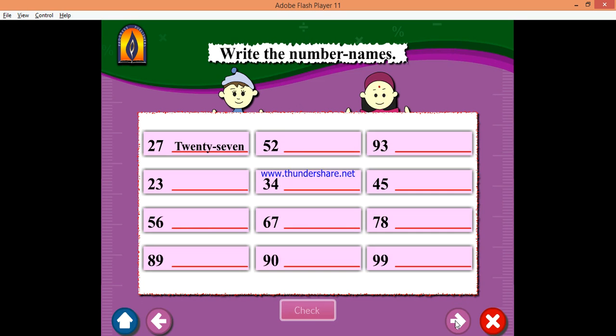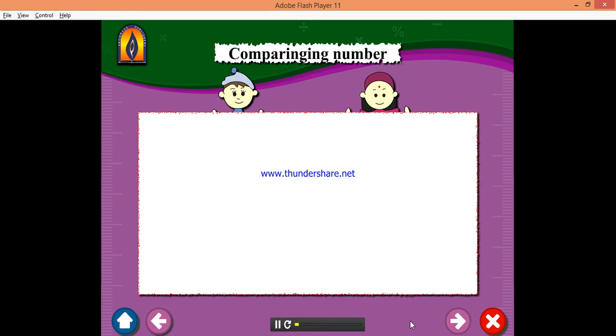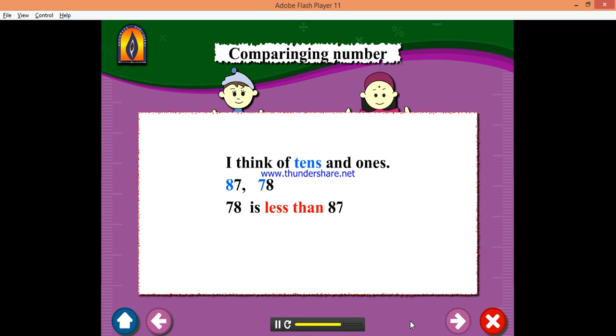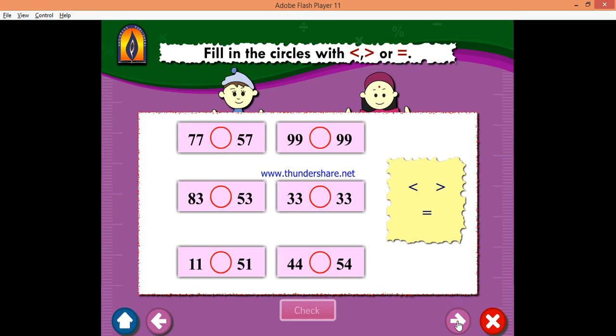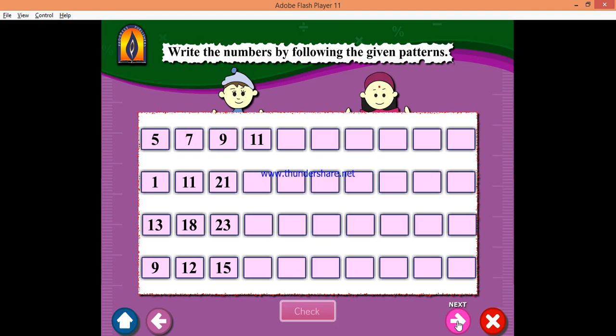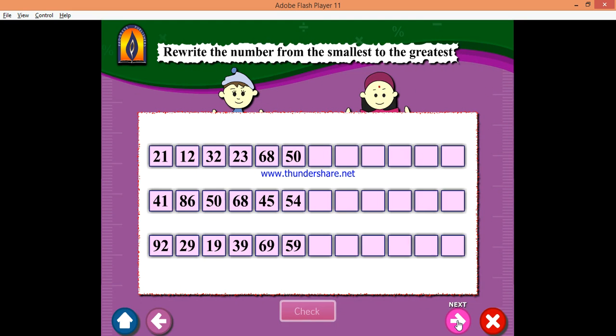Count and write the number. Comparing numbers, I think of tens and ones. 87, 78. 78 is less than 87. 87 is greater than 78. Write the smaller. Rewrite the numbers.